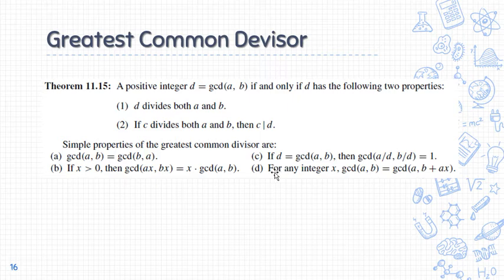Okay. Now, here we go to D. For any integer x, GCD(A, B) is equal to this format. For any integer x, if we put it in this format, they have the same GCD. Okay? It seems difficult to wrap your head around this property D, but again, just accept it. Okay? Just keep in mind these properties of the GCD.